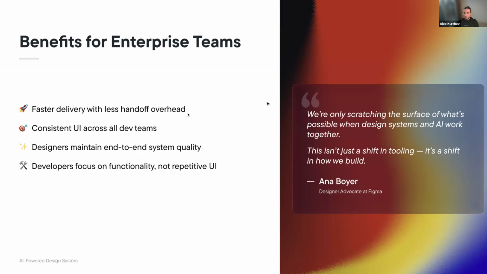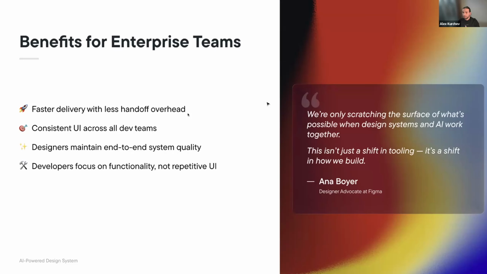There is a very good quote by Anna Boyer, a designer advocate at Figma: they're only scratching the surface of what's possible when design systems and AI work together. And that's not just a shift of different tools, right? It's the way we build products right now. And I think this is very important to understand.